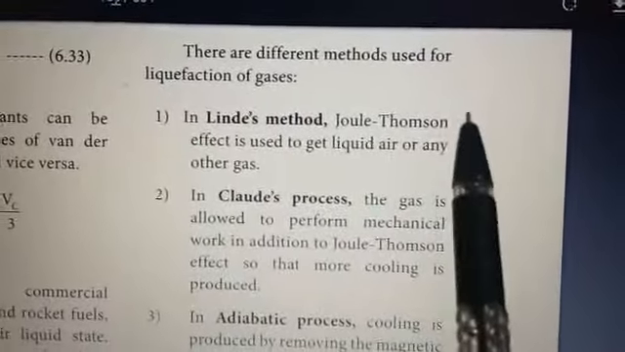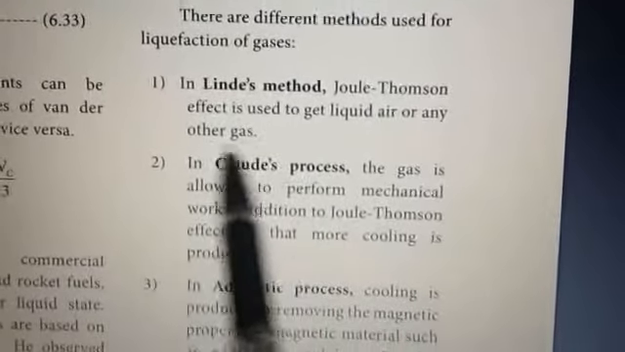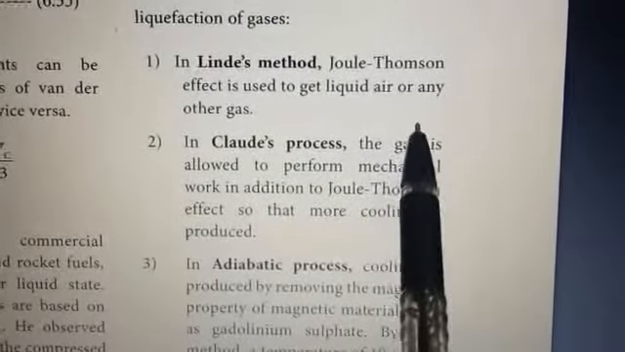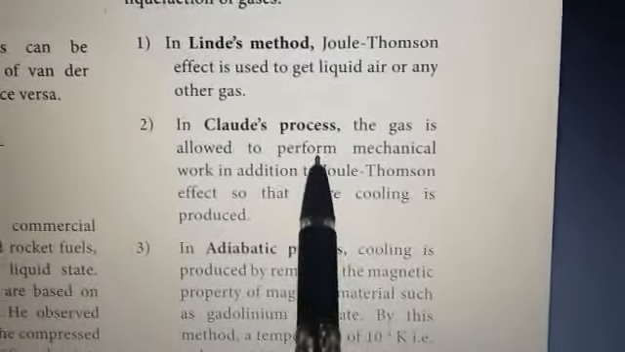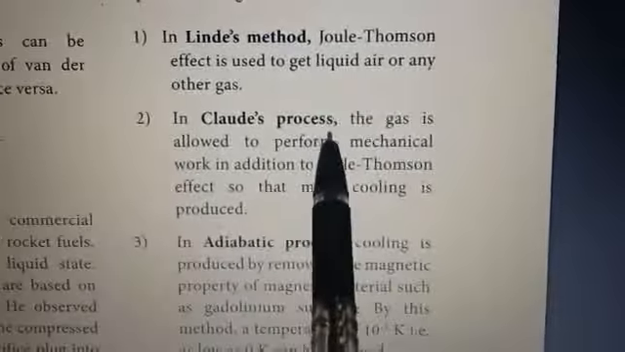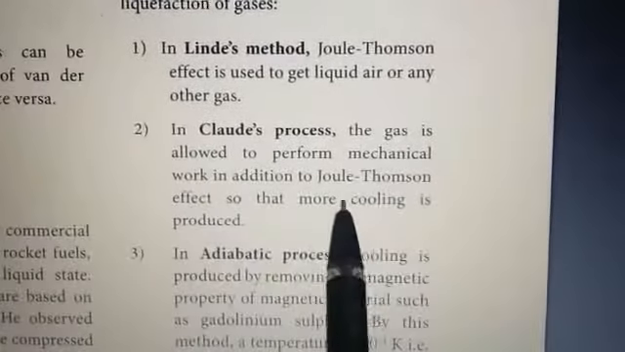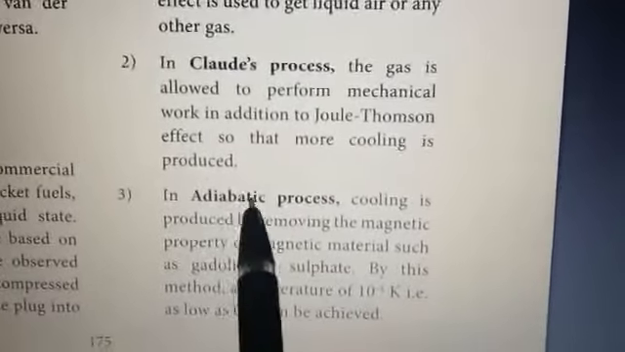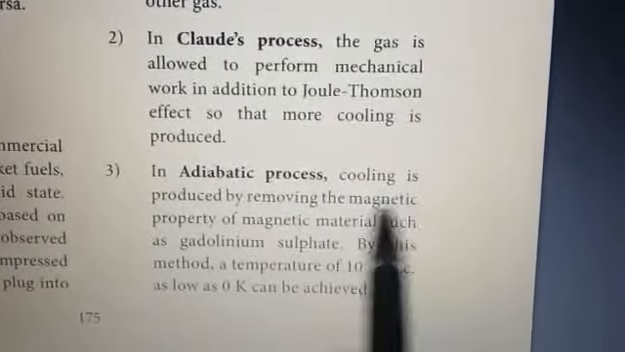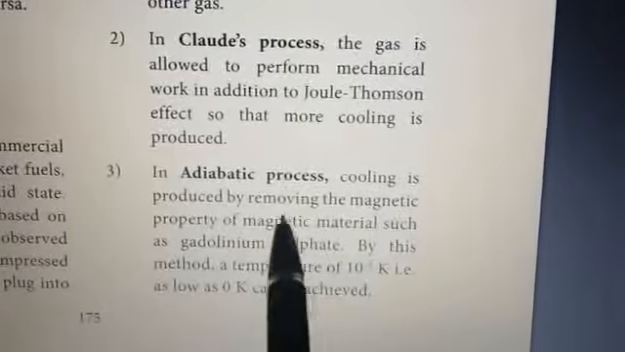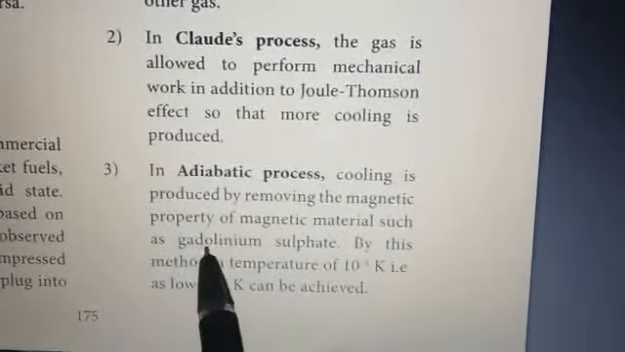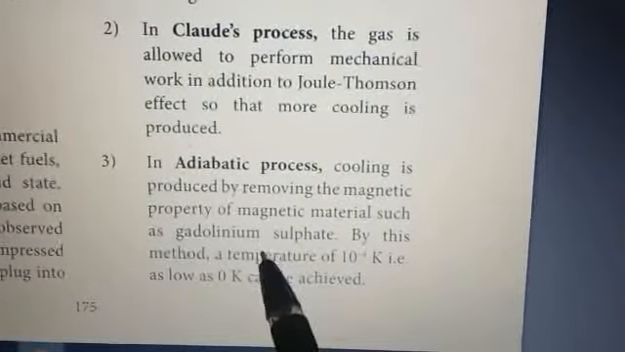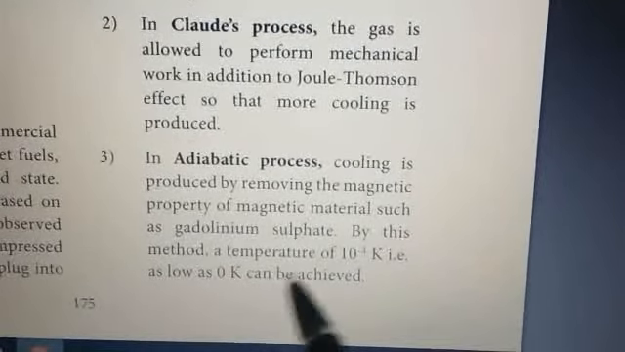There are different methods used for liquefaction of gases. First one, Linde method. Joule-Thomson effect is used to get liquid air or any other gases. Next, Claude process. The gas is allowed to perform mechanical work. In addition to the Joule-Thomson effect, more cooling is produced. Third one, adiabatic demagnetization process. Cooling is produced by removing magnetic property of magnetic materials such as gadolinium sulfate. 1 mark, said important. By this method, temperature reaches 10 power minus K to 0 Kelvin.